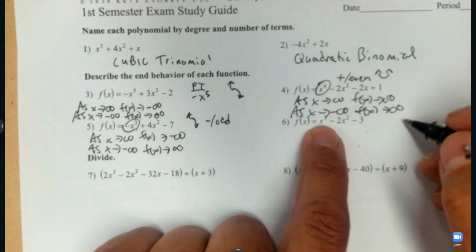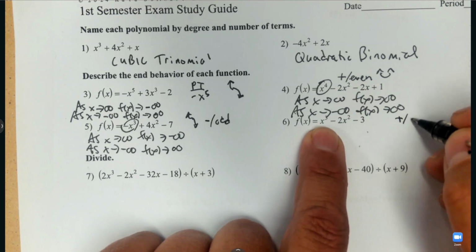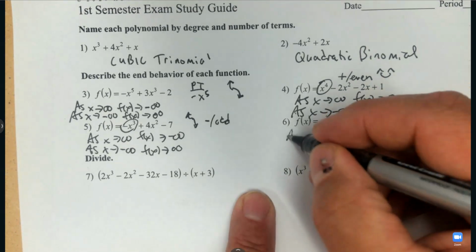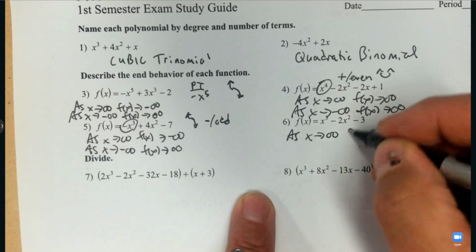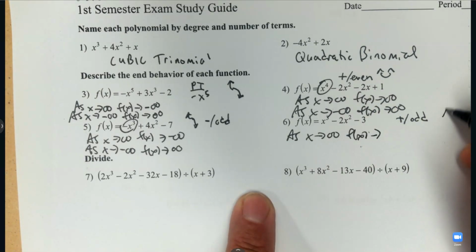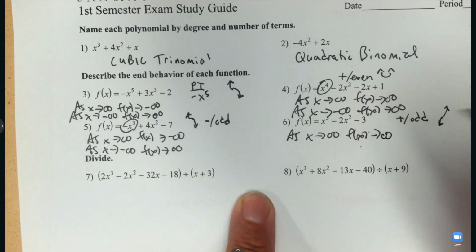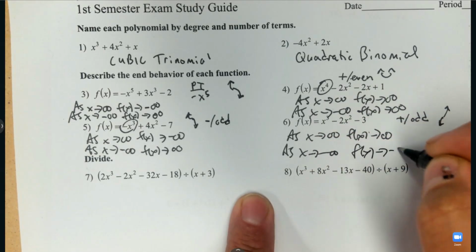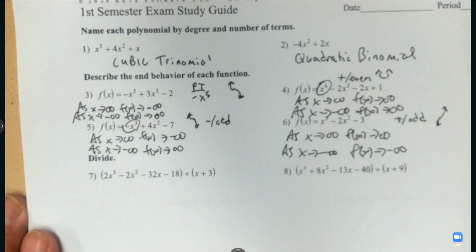One more here, x cubed, that is positive with an odd exponent. So that means the right end goes up and the left end goes down. All from the power term.